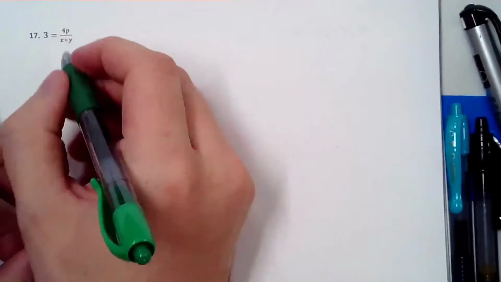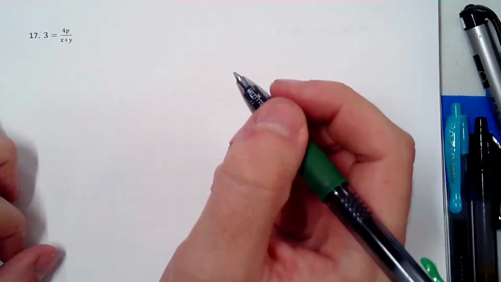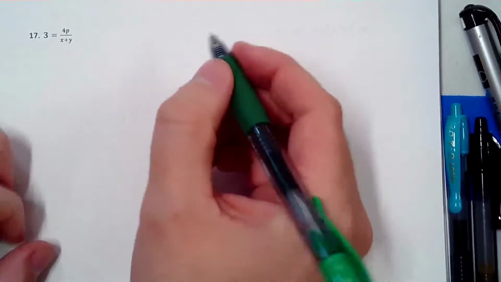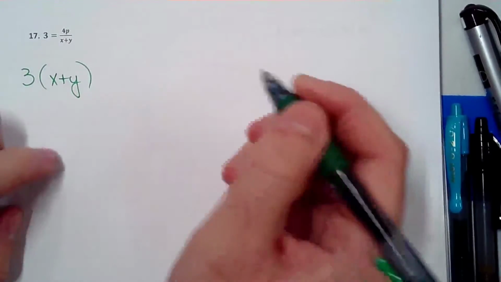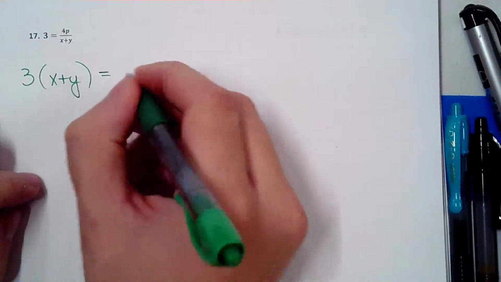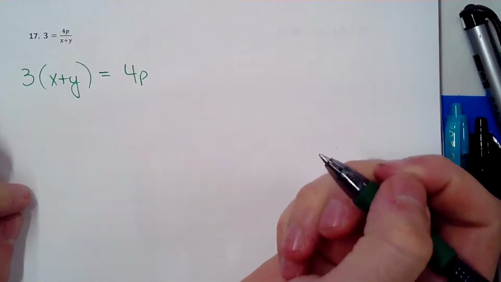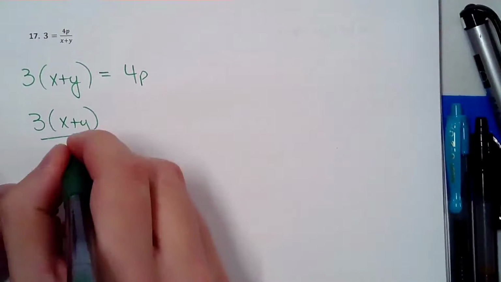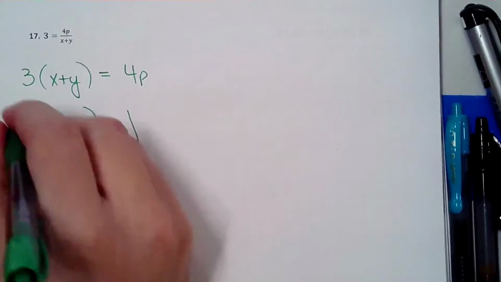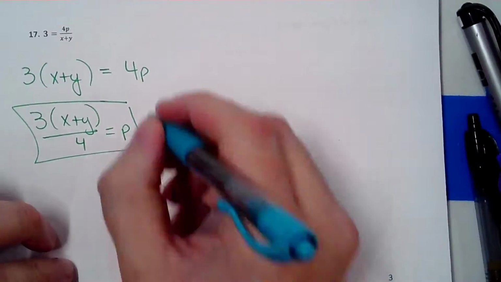So, first thing I'm going to do is get p on its own because it's in the top. I'm going to move over the xy. How am I going to do that? Multiply everything. Now, when I do that, I do it in parentheses. So I have 3 times the quantity of x plus y, because that's 2 terms that I'm multiplying by, equals 4p. Divide by 4, we get p on its own. Could you distribute the 3? Knock yourself out. Next.